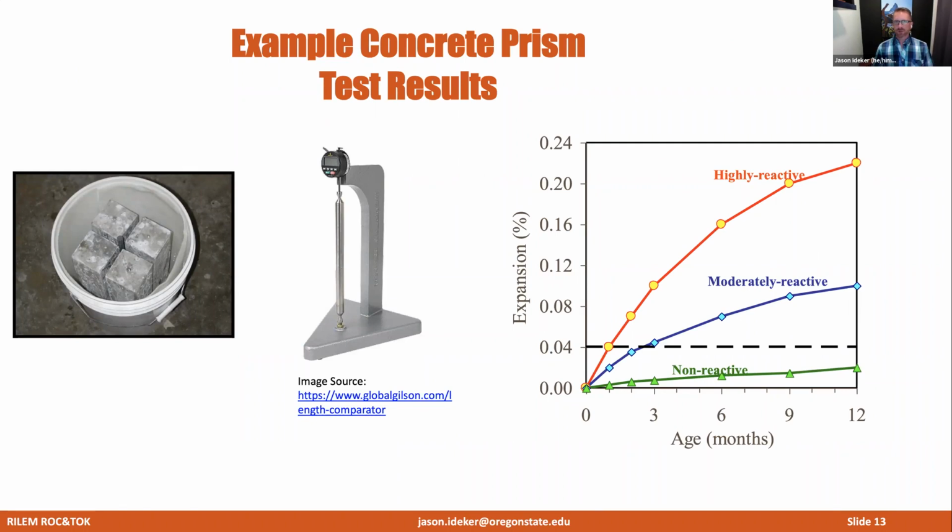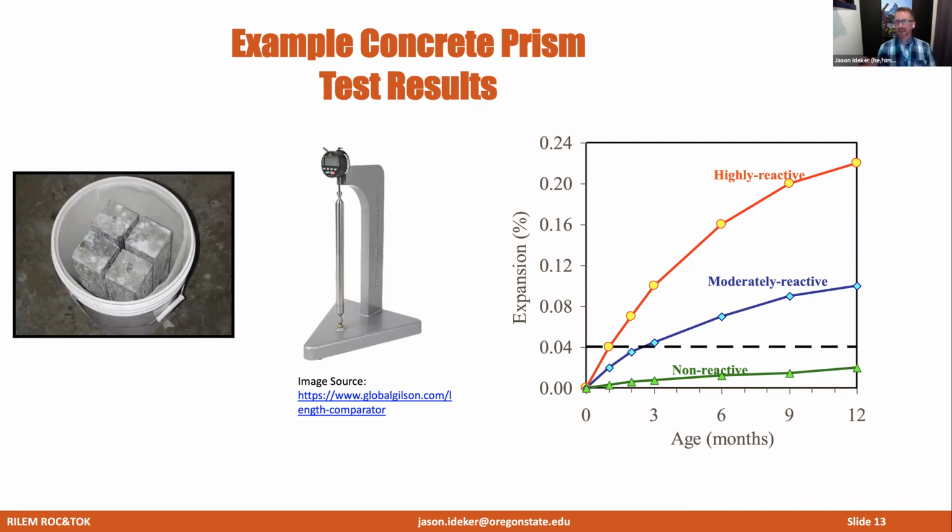So we're going to be looking at results from expansion tests, and I just wanted to give you an idea that typically what you're looking at is some sort of an age along the x-axis. In this case, this is showing months for the concrete prism test, and then expansion along the y-axis. And you can see that for this particular test method, a non-reactive aggregate would fall below 0.04%. Something that is moderately reactive in this case would be around 0.10%, and a highly reactive aggregate would be around 0.22%. So the takeaway from this is that not all aggregates expand the same amount. They can have different reactivity levels.